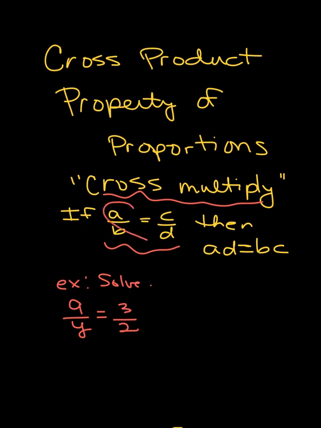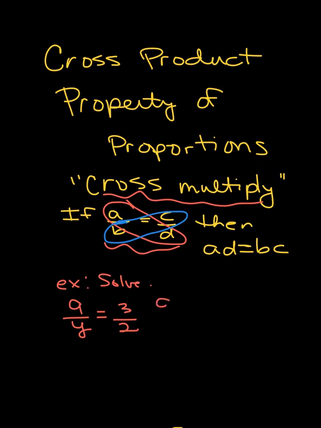I'm going to take ad, which is the numerator of one fraction times the denominator of the other fraction, and then vice versa, the denominator of that fraction times the numerator of the other fraction, and set them equal to each other.